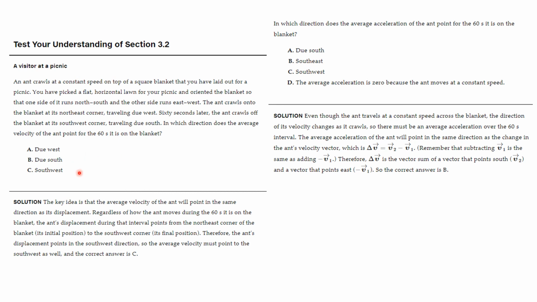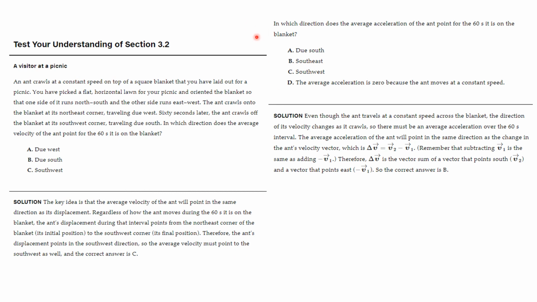And so you have choices of these directions. Well, the key idea is that the average velocity will point in the same direction as its displacement. So regardless of how the ant moved during those 60 seconds, the ant's displacement will be from the northeast corner to the southwest corner. Therefore, the displacement points in the southwest direction, so the average velocity must point in the southwest as well. The correct answer is C.